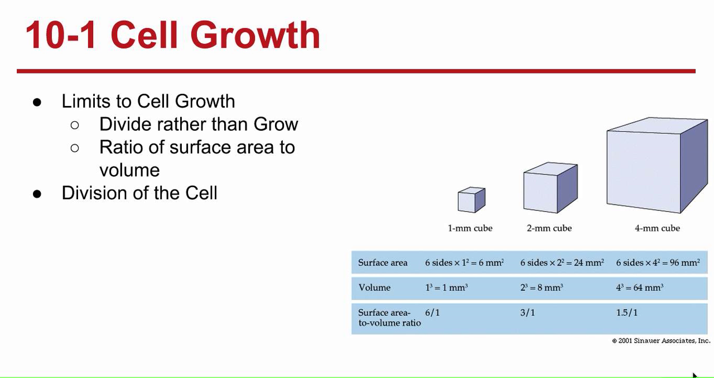Okay, 10-1, Cell Growth. So most things grow by producing more cells. The cells themselves don't actually grow, there are just more of them. And there are two main reasons cells divide rather than grow indefinitely.